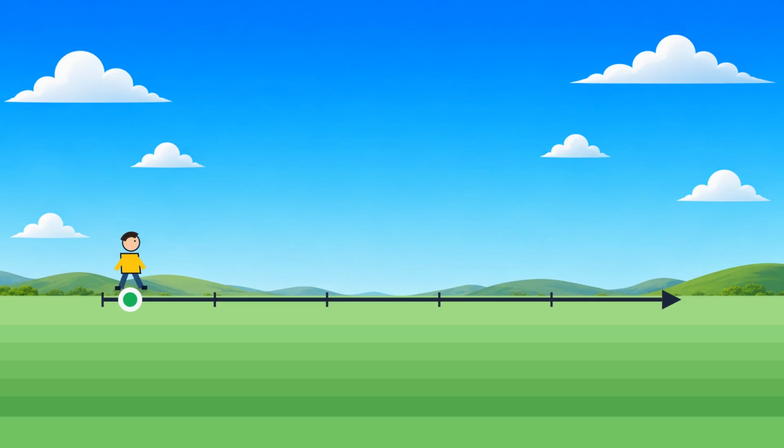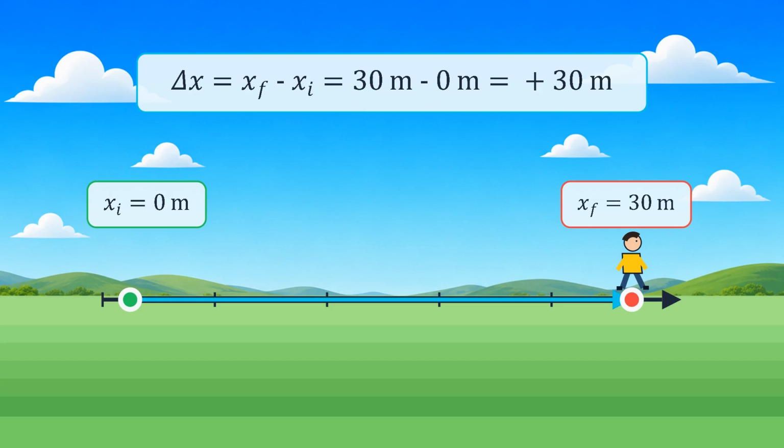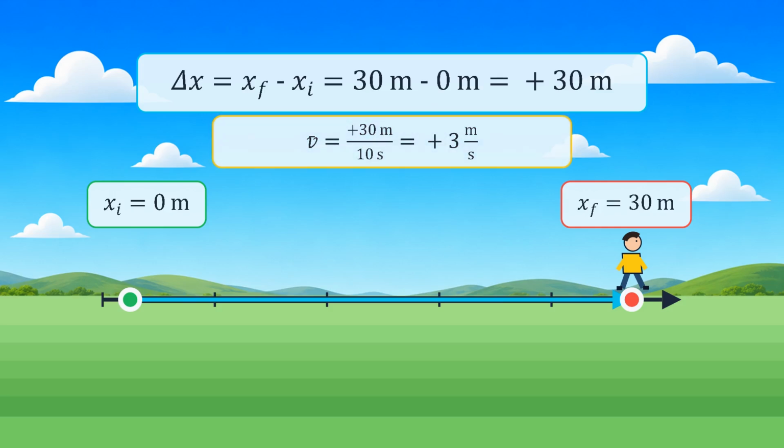Imagine a person walking along a straight road. The person starts at xi equals 0 meters. 10 seconds later, the person finishes at xf equals 30 meters. The displacement is delta x equals xf minus xi. Here that is 30 meters minus 0 meters, which equals positive 30 meters. The positive sign tells us that the final position lies in the positive direction of the chosen axis. Dividing that displacement by 10 seconds gives an average velocity of positive 3 meters per second.